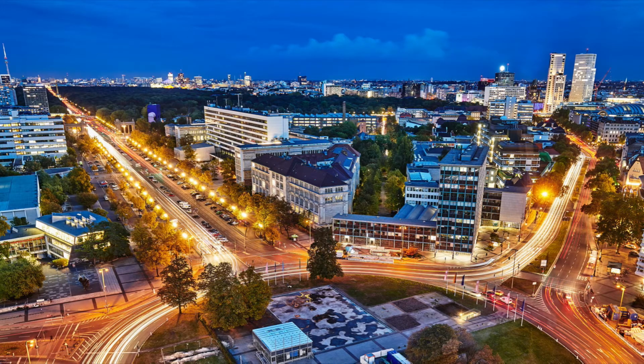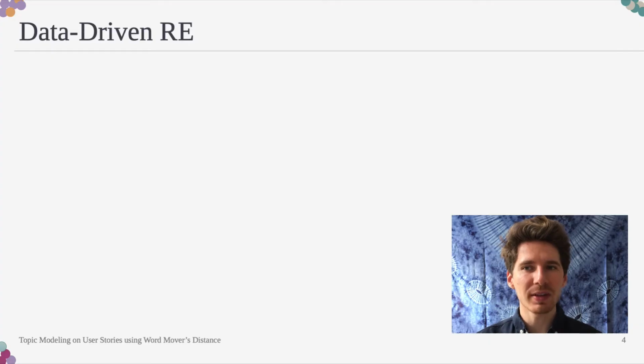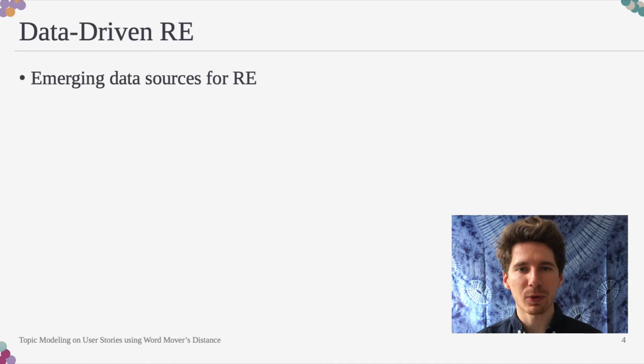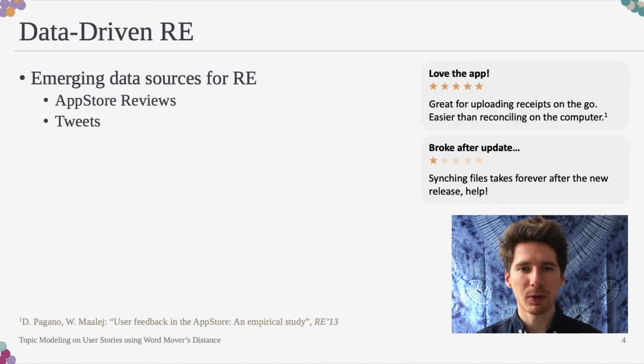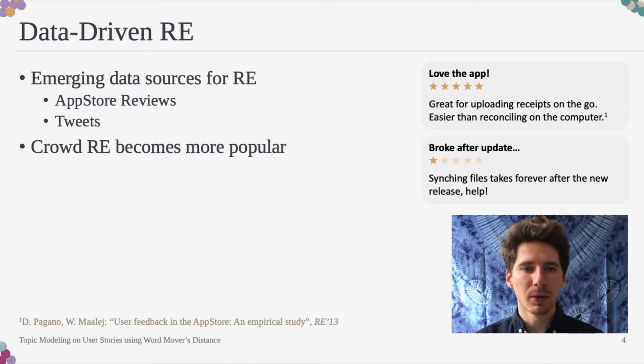Berlin, as you can see, is quite a busy city, and this is a bit similar to the internet. This busyness of the internet is actually the reason why new data sources emerge, which can also be used for requirements engineering. For instance, we've got App Store reviews or tweets where some of our stakeholders, especially our users, share their opinion on our products. This is actually the reason why CrowdRE becomes more popular.